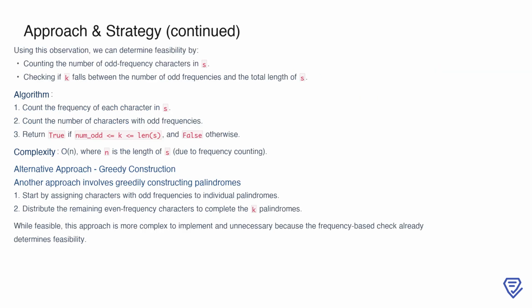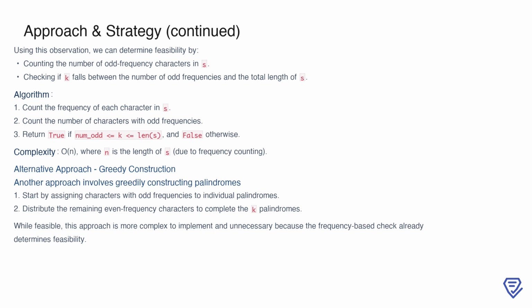This insight forms the basis for a more optimized solution. Building on this key observation, we can simplify the problem by checking a few straightforward criteria. First, we count the number of odd frequency characters in the string. Then, we determine whether k falls within the range defined by the number of odd frequencies and the total length of the string. Specifically, k must be greater than or equal to the number of odd frequencies, as each odd frequency corresponds to a necessary palindrome center, and it must also be less than or equal to the total number of characters, since it is impossible to create more palindromes than there are characters available. The algorithm to implement this is efficient. First, calculate the frequency of each character in the string, then count how many of these frequencies are odd.